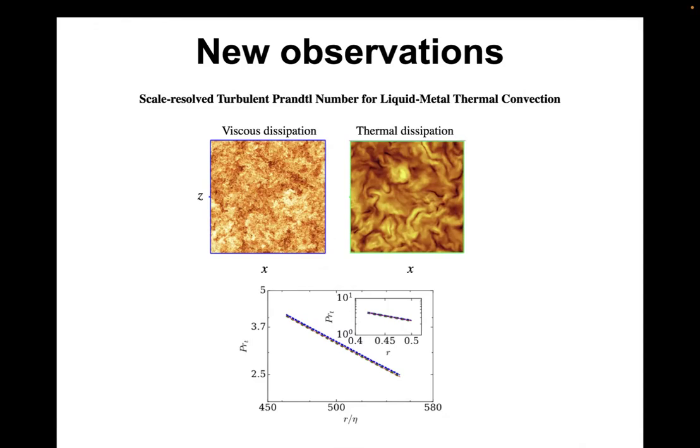For the first time, we show that the turbulent Prandtl number has scale dependence, and it decreases with an increase in the length scale. It is also interesting to note that although the molecular Prandtl number of the fluid in this case is 10 to the power minus 3, the turbulent Prandtl number lies between 1 and 10 depending on the scale.